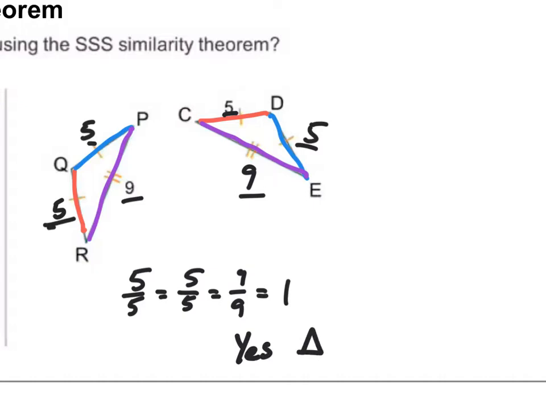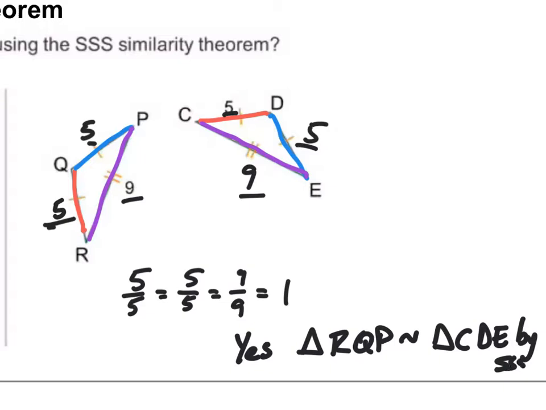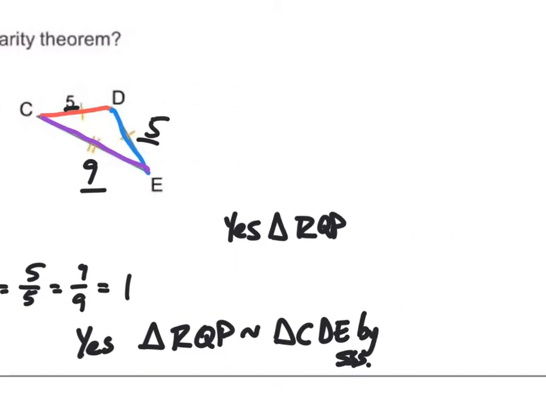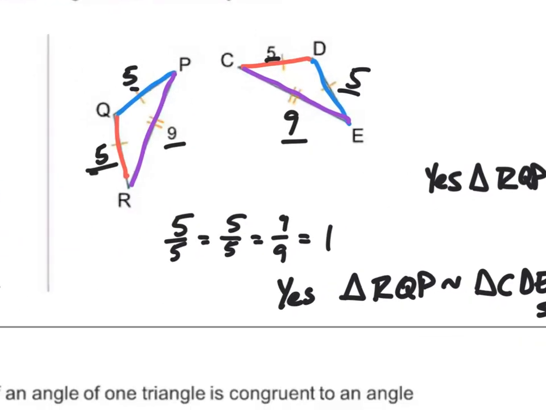triangle RQP is similar to triangle CDE by side. And you could also make the statement that yes, triangle RQP is congruent to triangle CDE by side. Okay, you could do that same thing.